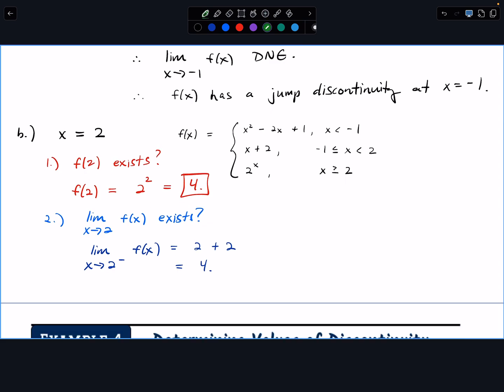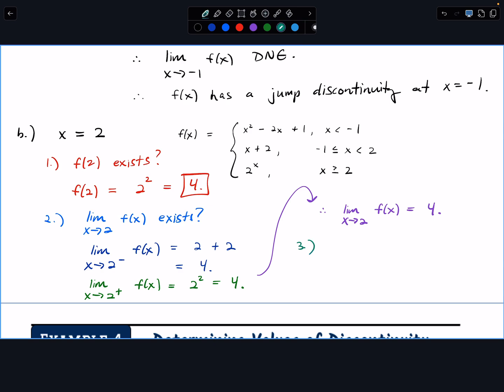What about the right side limit? Top, middle, or bottom? Bottom? Hey, that's 4. Hey, what do you guys notice? They're the same. So what does that mean about the limit? It does exist. So, therefore, the limit as x approaches 2 of f of x is equal to 4. So it does exist. Okay, here comes the easy part.